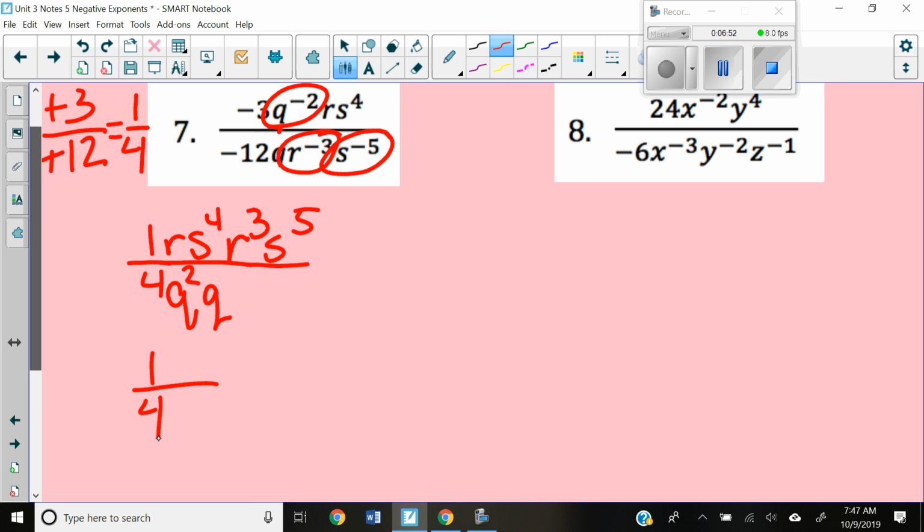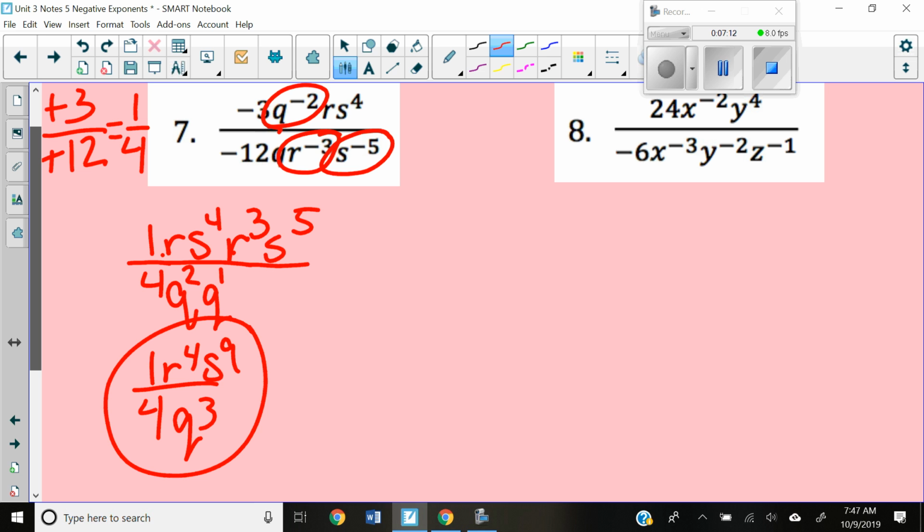All right, so let's tackle the numerator. I have an r to the first and an r to the third, so I get r to the fourth. Remember, they're on the same level, so I'm going to add them. I have s to the fourth and s to the fifth, so I get s to the ninth. In my denominator, I have q squared and q to the first, so I get q to the third.